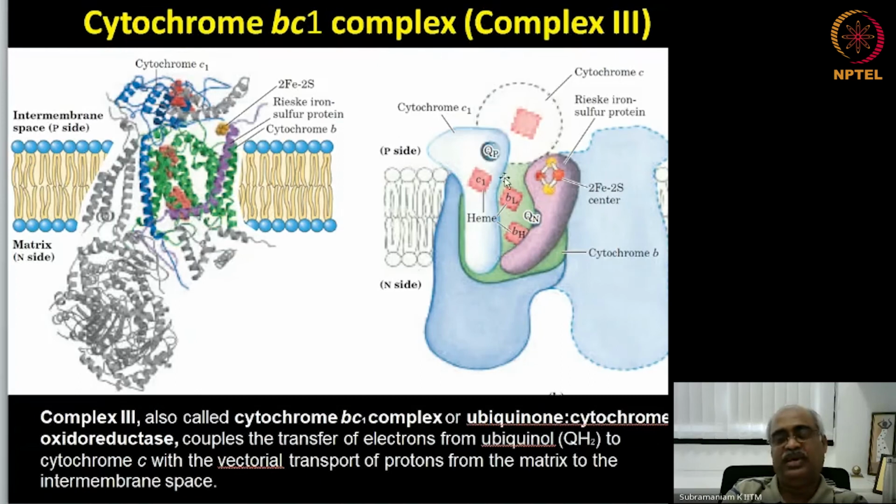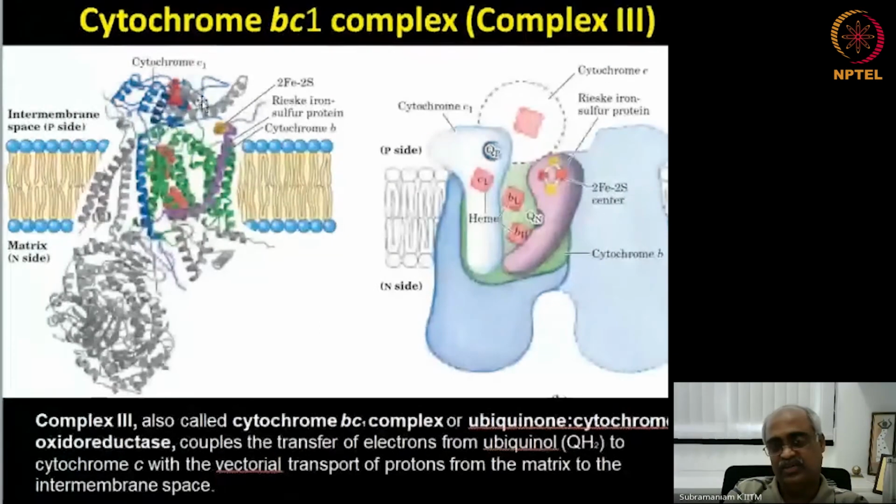So where is the electron coming from and where is it flowing to? It is from the QH2, which we saw in the previous step, and ultimately it goes to cytochrome C. This is not part of the complex. It is shown here for clarity of the substrate. Cytochrome C is not shown here. Do not think cytochrome C and C1 are identical. C1 is part of the complex while C is not, and C is the ultimate acceptor of the electron coming from QH2.